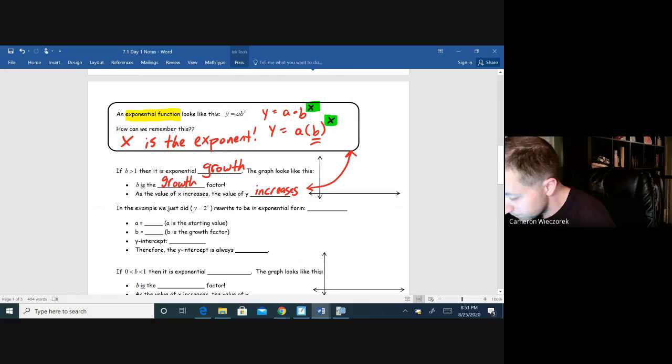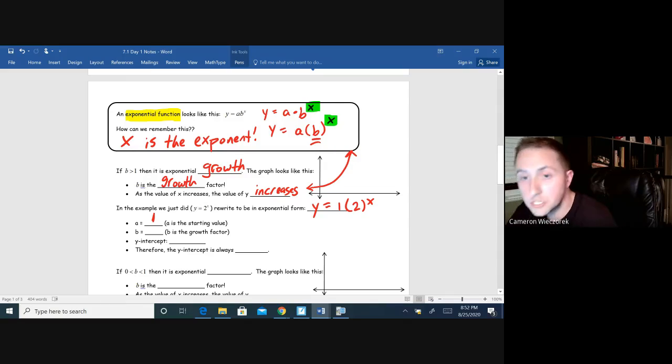Okay. So in the example we did on the front page, we had Y equals 2 to the X. If I want to write it in the form A times B to the X, I don't see a number in front of the 2, which means that it's assumed to be a 1. It's that ninja 1 that we often don't write. So I could just write this as Y equals 1 times 2 to the X. Okay. And now I can see my A value is 1.